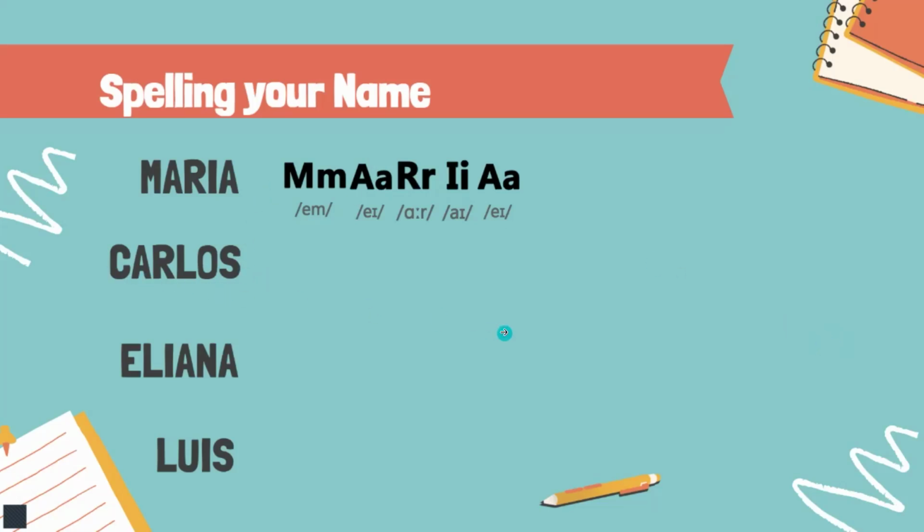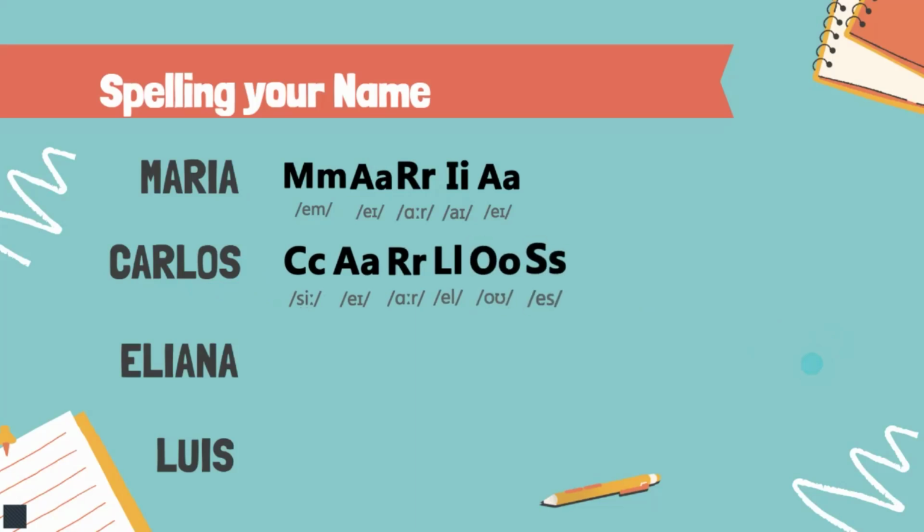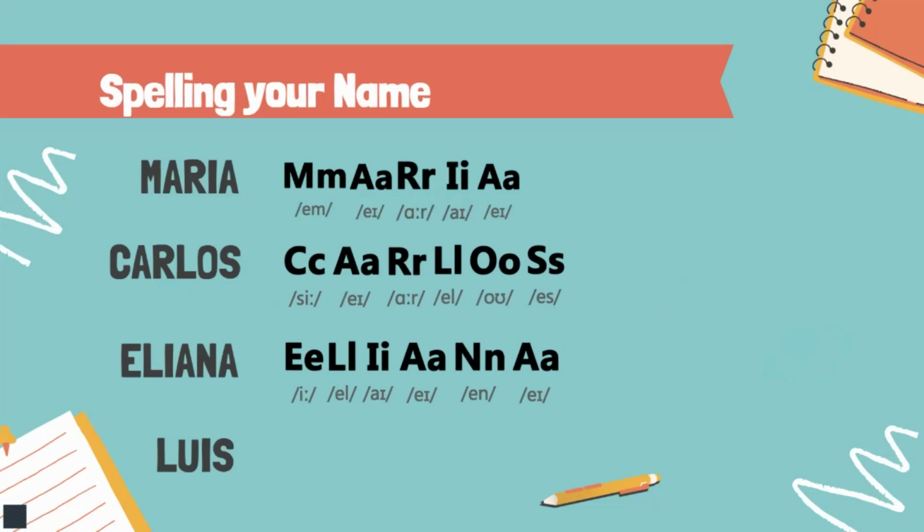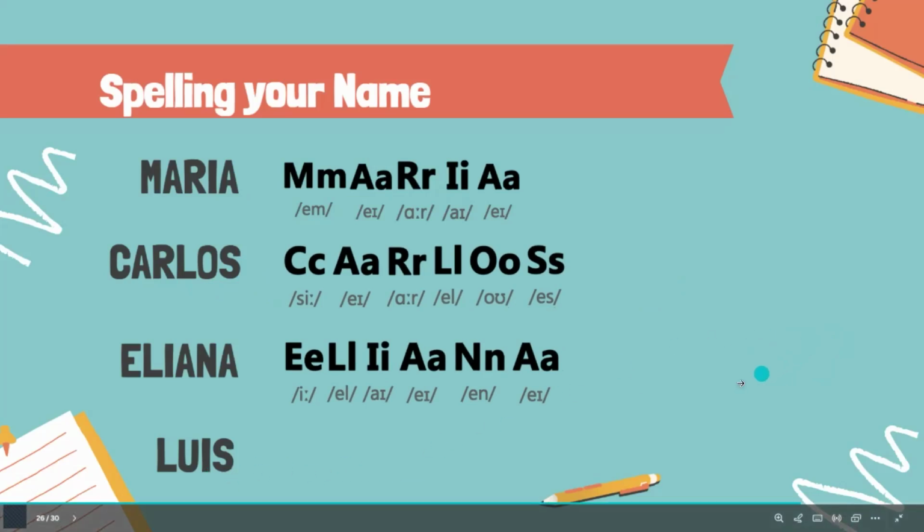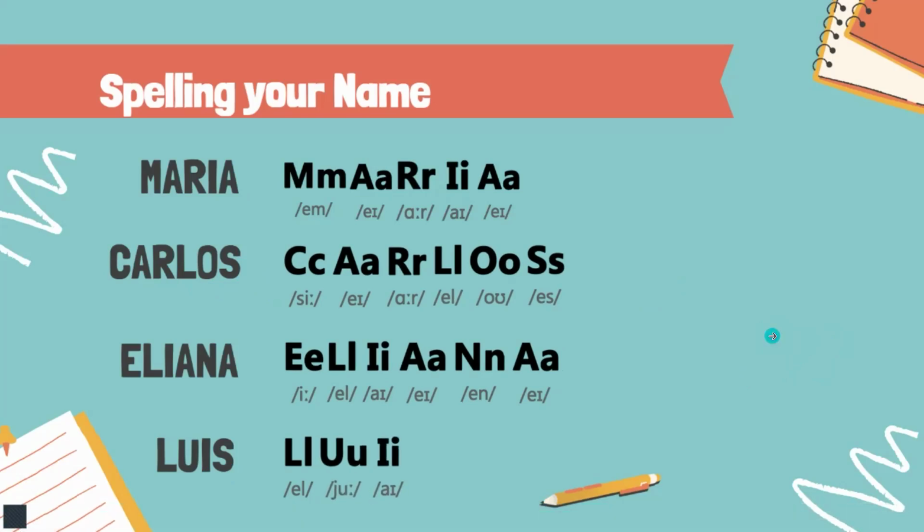Let's spell Carlos. Carlos starts with a C, A-R-L-O-S. Great. Let's go with Eliana. E-L-I-A-N-A. And let's finish with Luis. L-U-I-S.